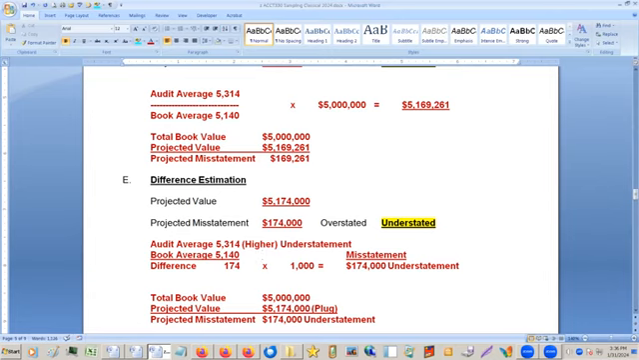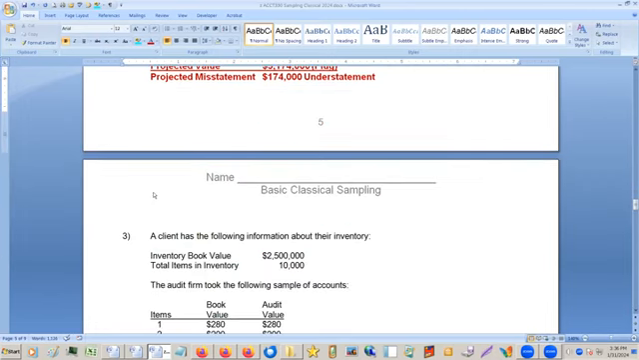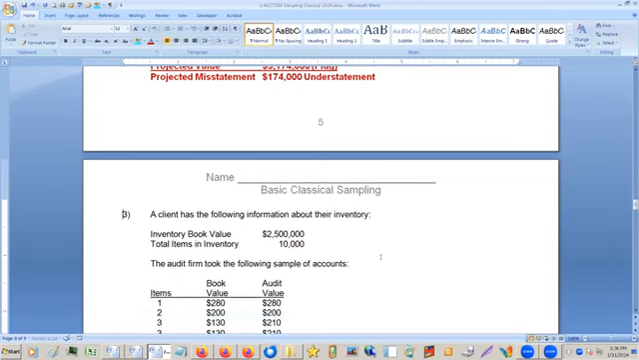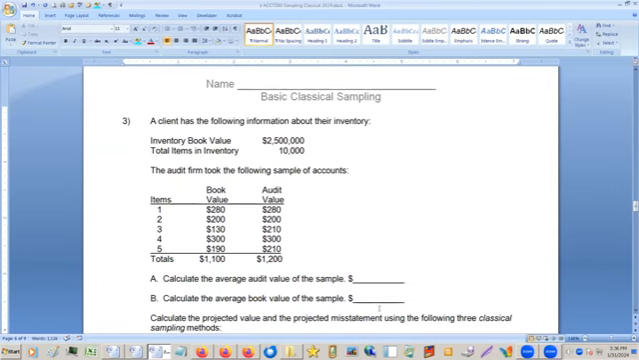And obviously, if it was lower, it'd be an overstatement. Question on that? Okay, I think we'll do one more together, and this one is a little bit... Take a look at it and see if this is what I'm thinking.